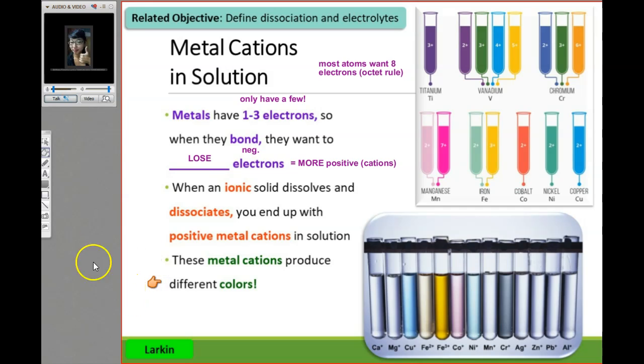And the cool part about metal cations is they are actually quite colorful. You can take a look here at some different examples at the top and at the bottom. At the top, these ones are pretty colorful: titanium, vanadium, chromium, manganese, iron, cobalt, nickel, and copper. All of these produce these beautiful colors when they dissolve in solution as ionic solids. And here are some real examples down here. Take a look here at copper and iron, cobalt, and nickel.